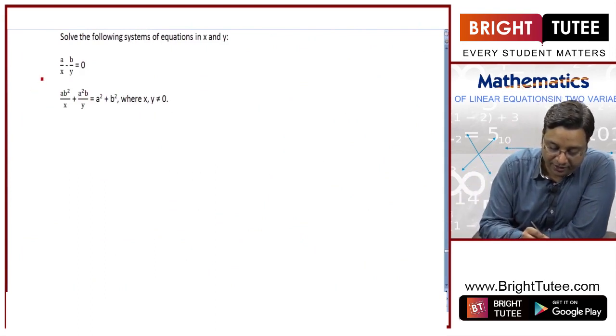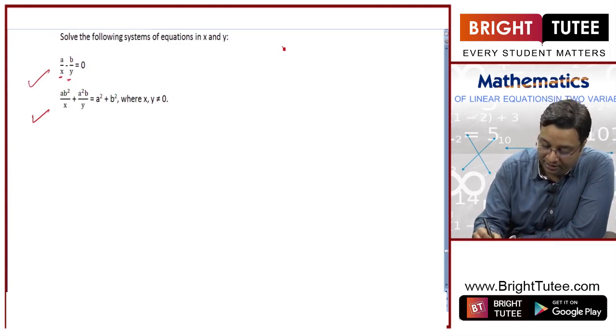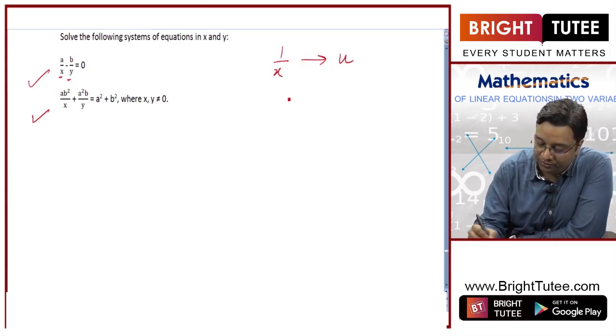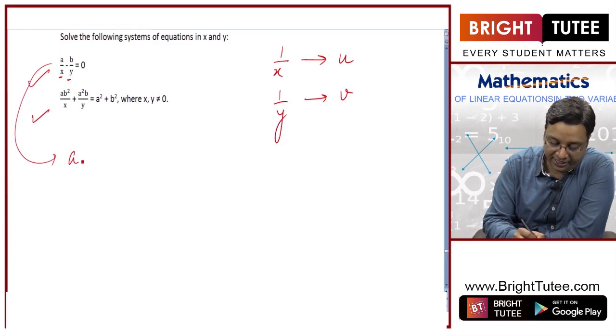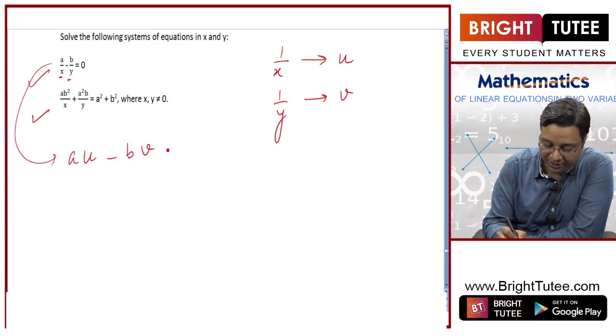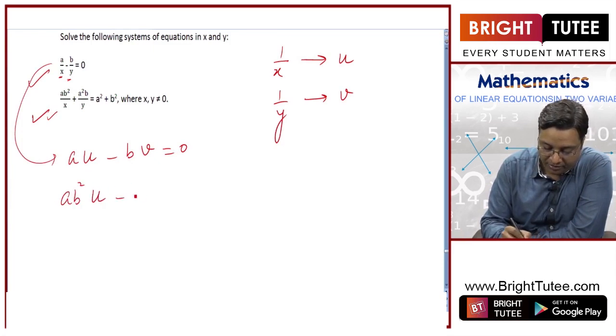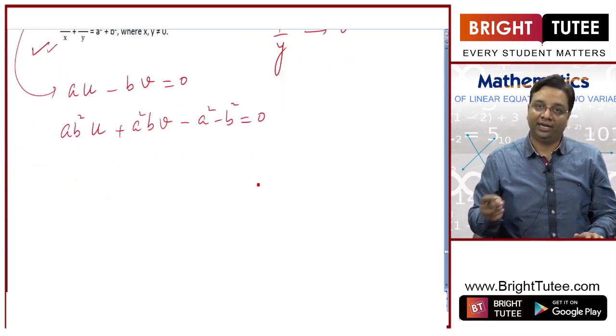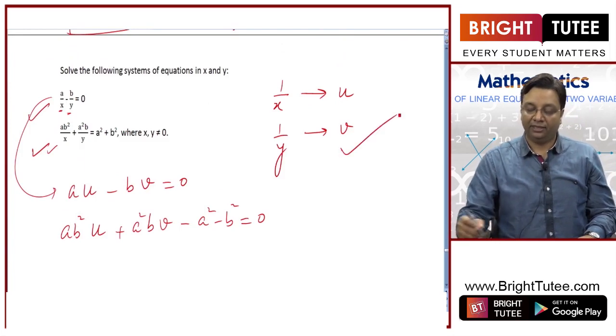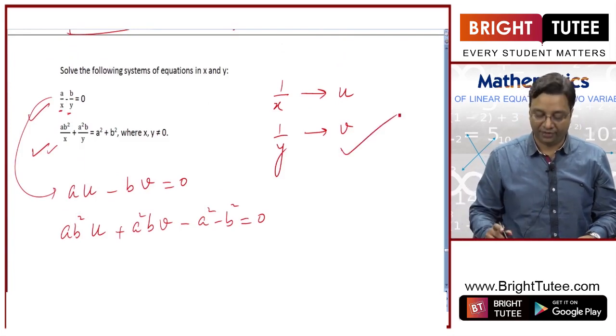Look at this one. For bringing the variables in the numerator, I will convert 1 by x into u and 1 by y into v. So this equation will become au minus bv equals 0, and this one will become ab square u plus a square bv minus a square minus b square equals 0. Now I can apply cross multiplication method and find u and v, right.